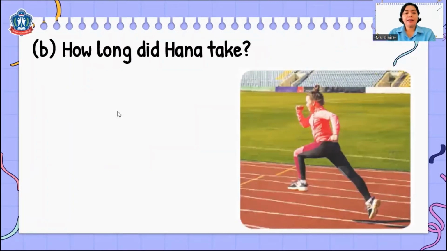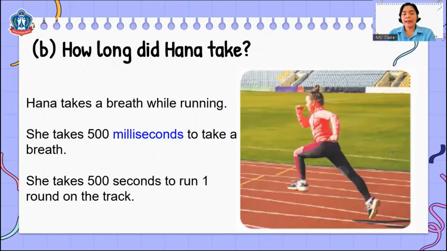Now, let's have this one. How long did Hannah take? Hannah takes a breath while running, so she takes 500 milliseconds to take a breath. That is less than a second. It takes 500 seconds to run one round on the track. That is around 8 minutes and 20 seconds to completely run around the track.